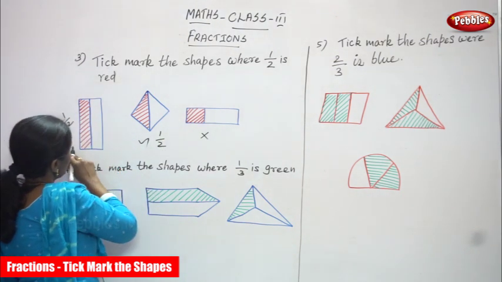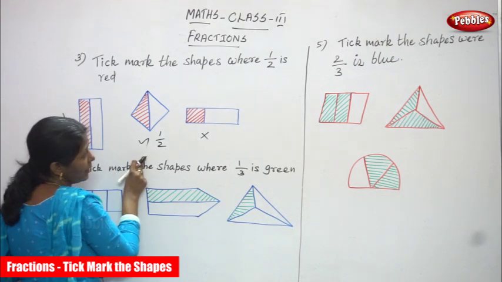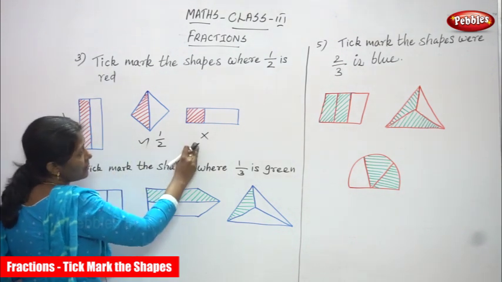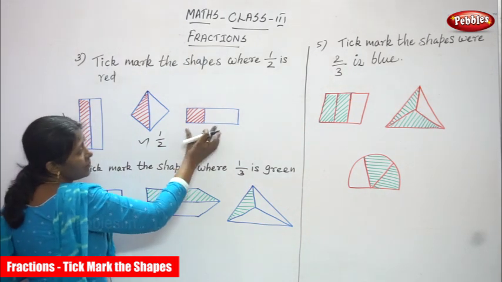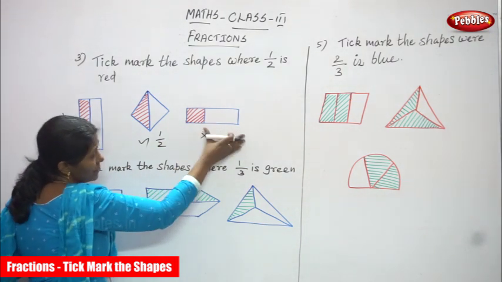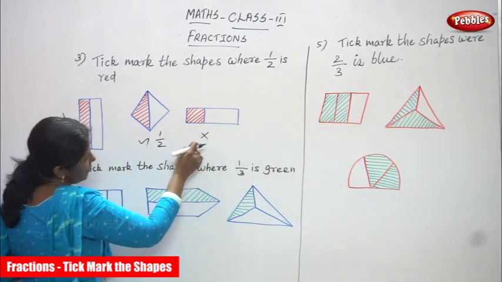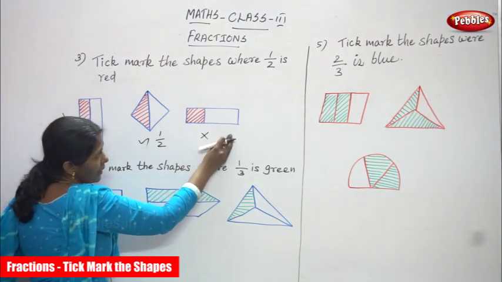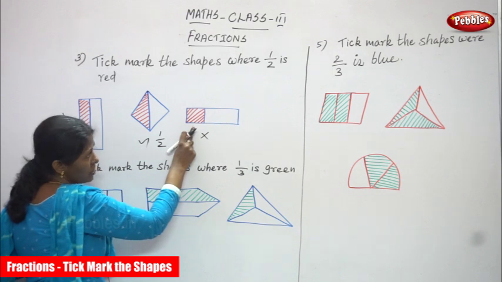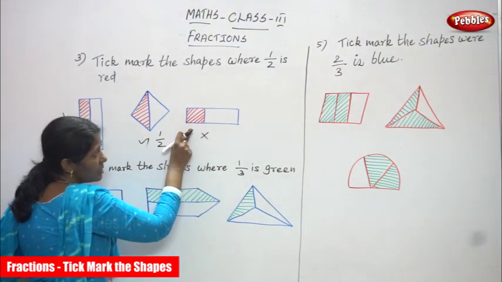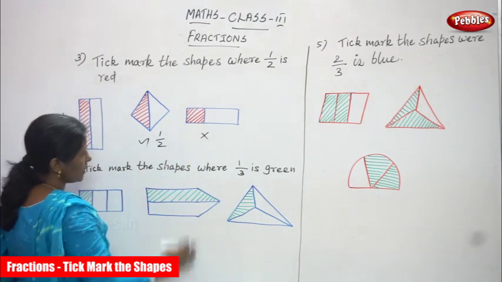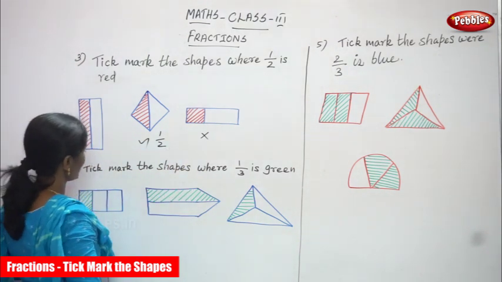Okay, so that is why I put a tick mark for these two diagrams, but this diagram will not come under the fraction of half, because it is a horizontal rectangle, and I cut into two parts and shaded only one portion, but these two parts are not equal, one part is small and another part is big, so it will not come in this category.